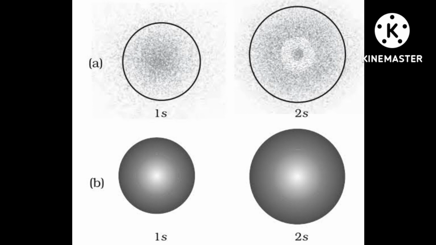In the same way, the last question is n is equal to 3, L is equal to 2. 3 you write again, and 2 means, from 0, 1, 2, which is S, P, D, the D orbital. So the given orbital is 3D. If n is equal to 3, L is equal to 2, then the orbital is 3D.